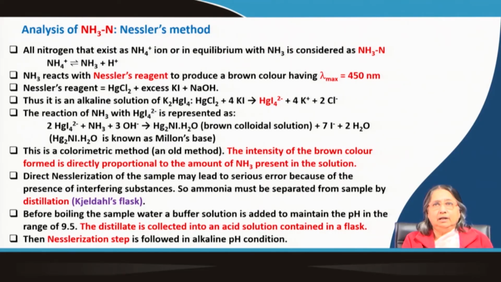Immediately it will form a brown color because of this. I told you that because of the formation of this one. Then, in another test tube, you have to take 100 milliliters of distilled water and mix it with the same volume of the Nessler's reagent, and then you have to add some source of ammonia nitrogen from outside. What is that? That is nothing but ammonium chloride solution.